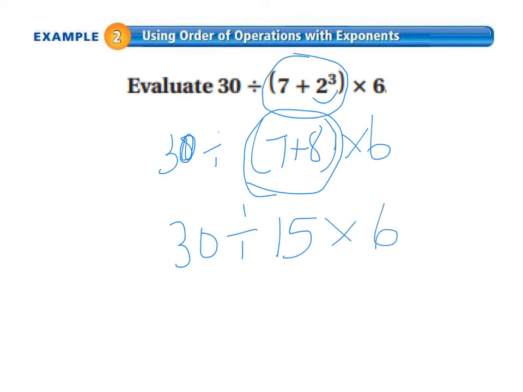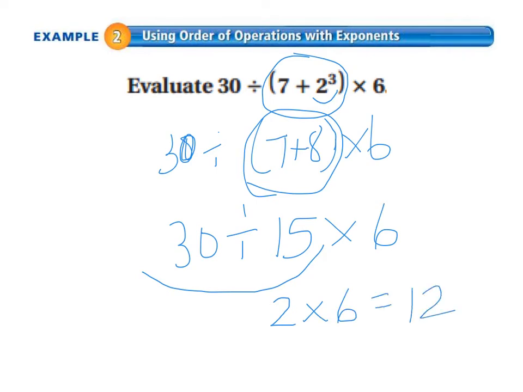Please excuse, there are no exponents now. My dear. From left to right, multiply and divide. The divide comes first from left to right, so that's what I will do first now. 30 divided by 15 is 2, and then I can multiply. 2 times 6 is 12.